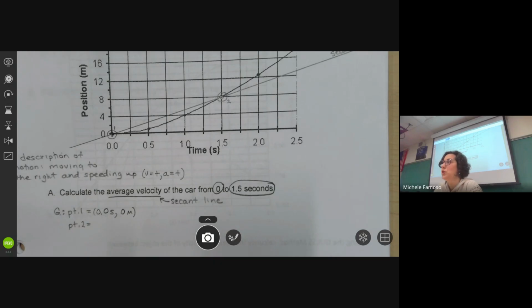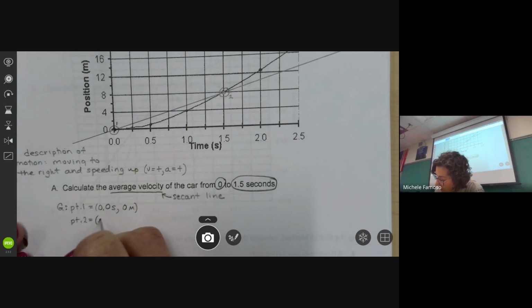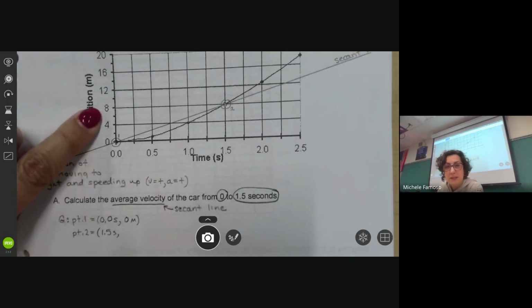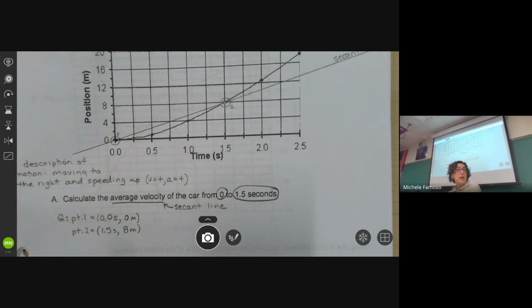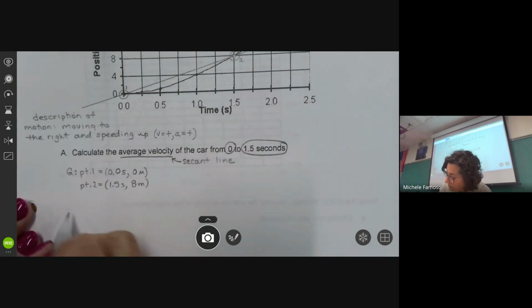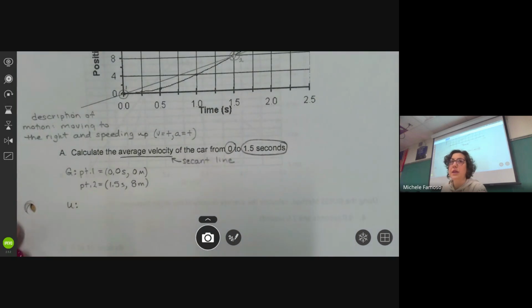How about point 2? Juan, you want to tell me? 1.5 seconds, 8.0. Okay. Does this have the 0.0 on it? Okay. So just 8 meters. There you go. That's going to be necessary because of the sig figs that we want to give at the end. All right. Now, what am I going to write for the unknown?